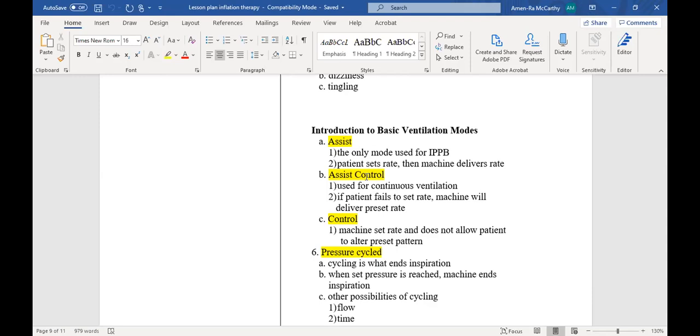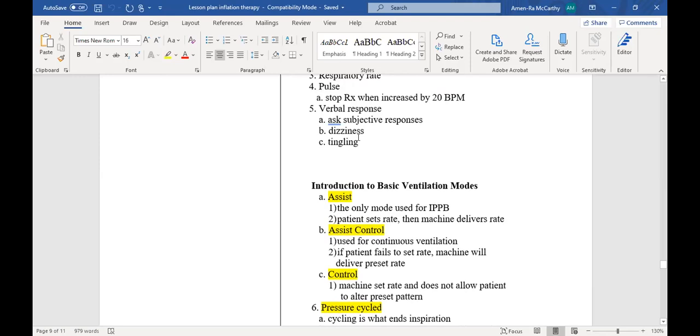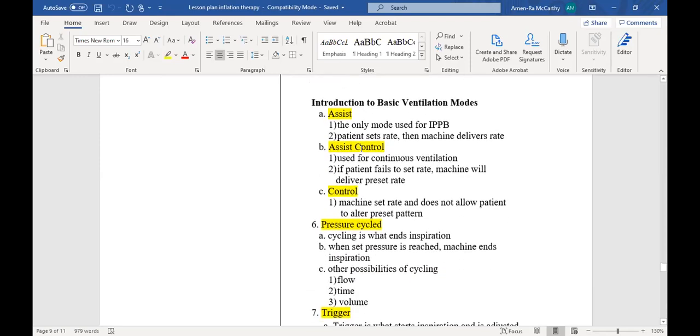And then they start having these problems right here, like we said, dizziness and tingling, right? Or they may feel numb around the lips, right? Their lip areas may be numb. Those are all signs of hyperventilation, okay? Those are signs of hyperventilation. So you have to watch the amount of pressure that you put or you set for the machine, okay?